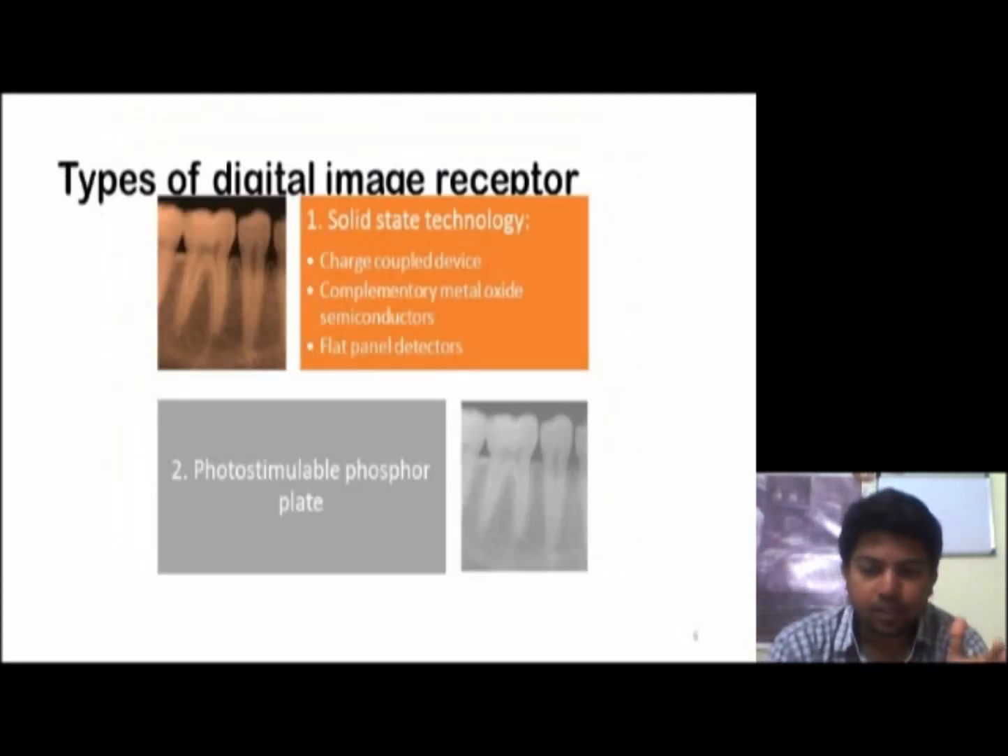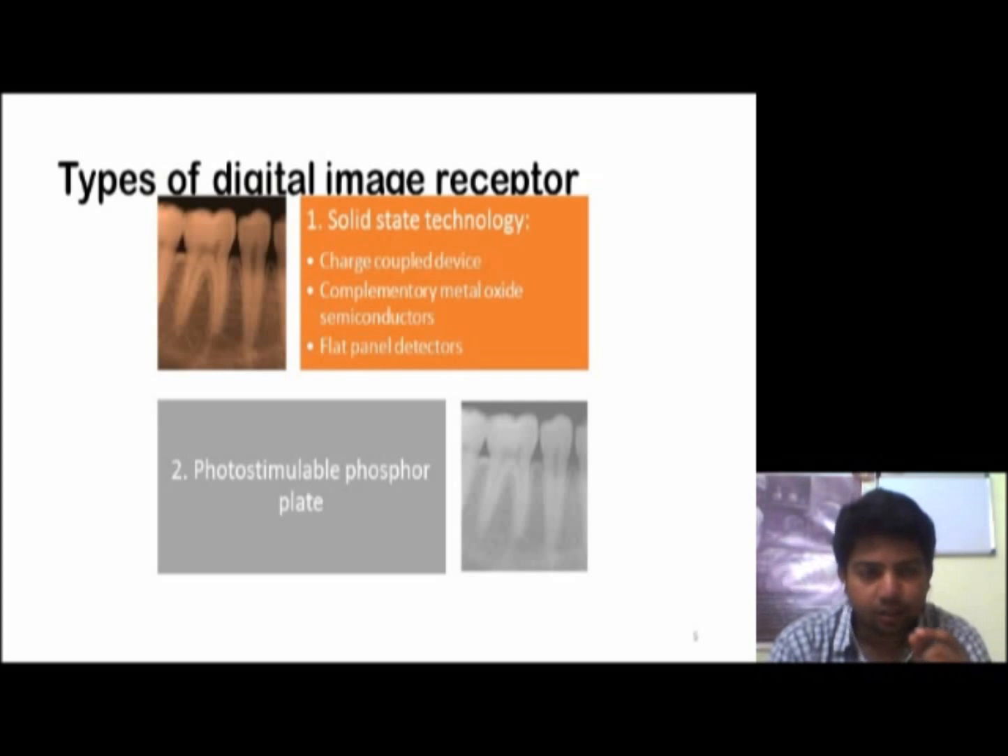There are various types of digital image sensors. They can be broadly classified into solid state technology and photostimulable phosphor plates. In solid state technology, charge coupled devices, complementary metal oxide semiconductors and flat panel detectors are used. These are all direct digital imaging receptors: CCDs, CMOS and flat panel detectors. Whereas photostimulable phosphor plates come under the indirect category.